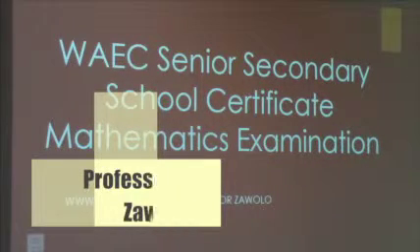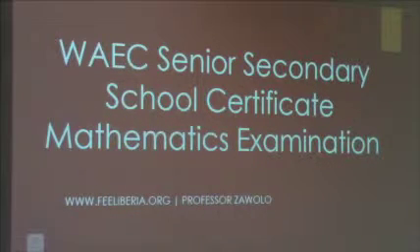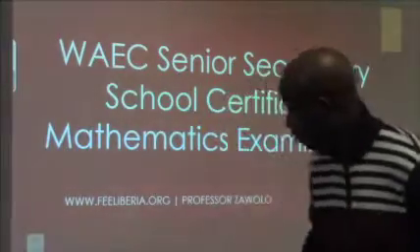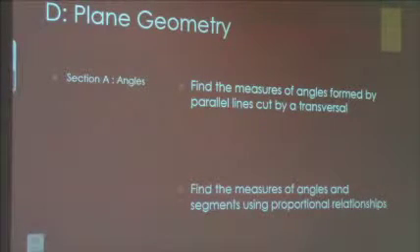Today we're going to be going over a section on plane geometry. In this section we're going to be talking about different kinds of angles and intercepts. We're going to be learning about the measure of angles formed by parallel lines that have been cut by a transversal, and we're going to find the measure of angles and segments using proportional relationships, setting up proportions that we can use to find the measure of segments.